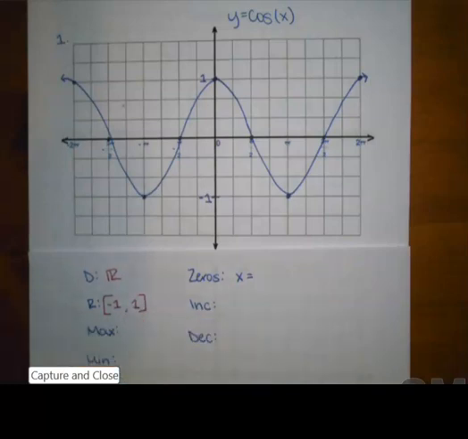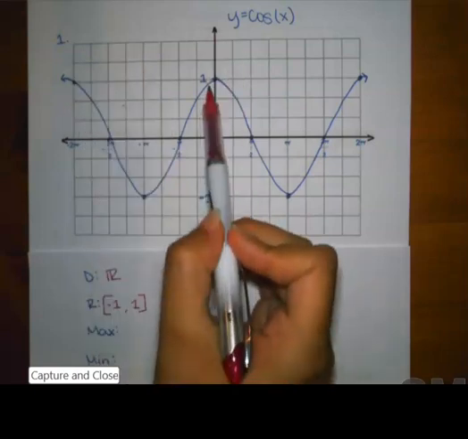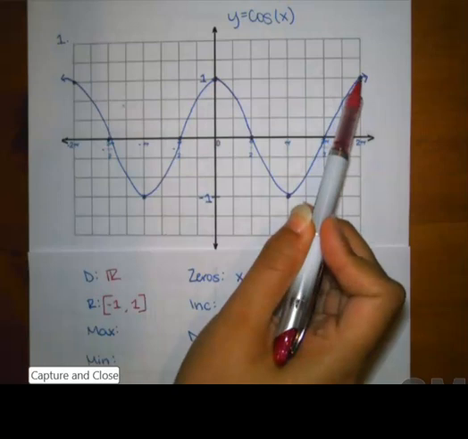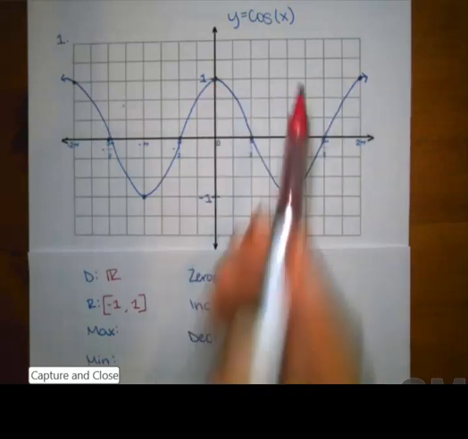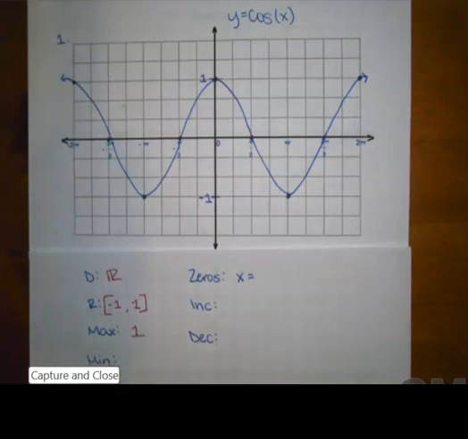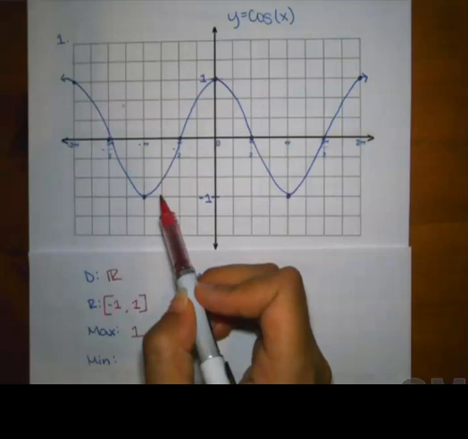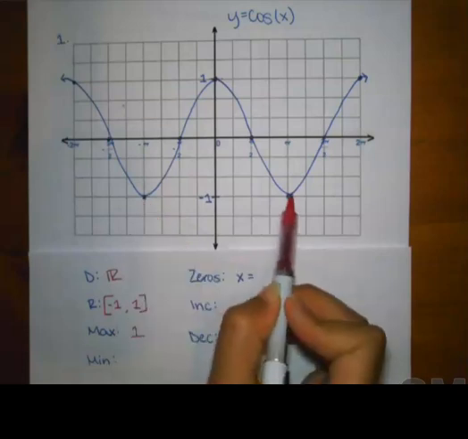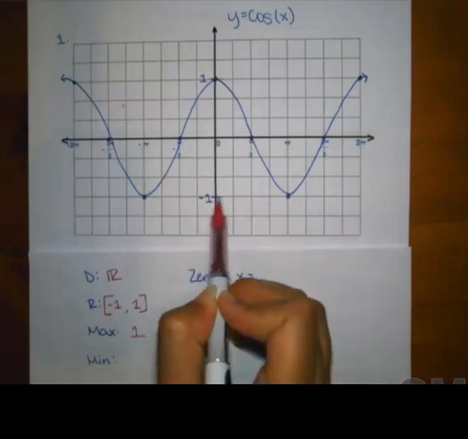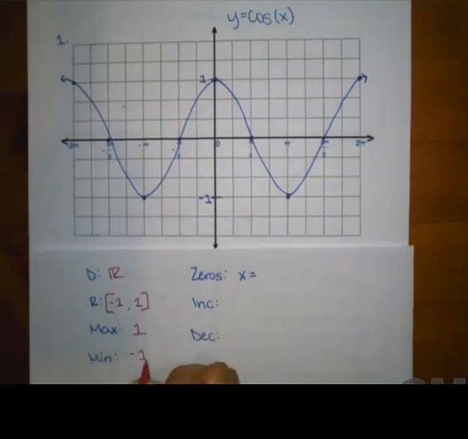Alright, our maximum, no matter where we are on this graph, is always going to be at all of these little peaks. And that peak is at 1. So our maximums are 1. Our minimums are all at these little valleys. And all of these little valleys are at -1. So our minimum is -1.